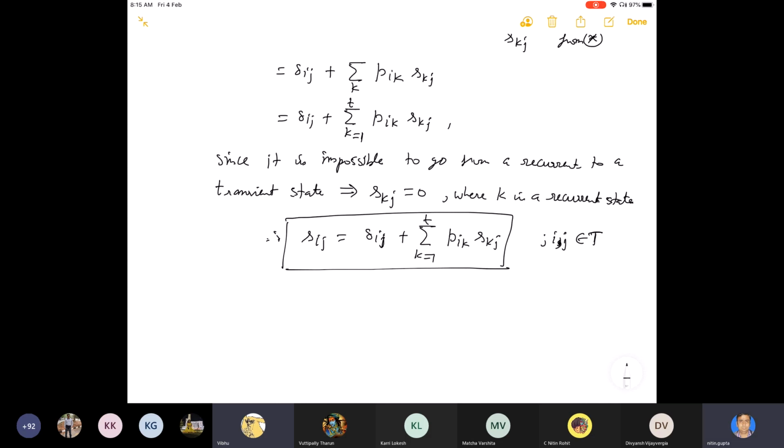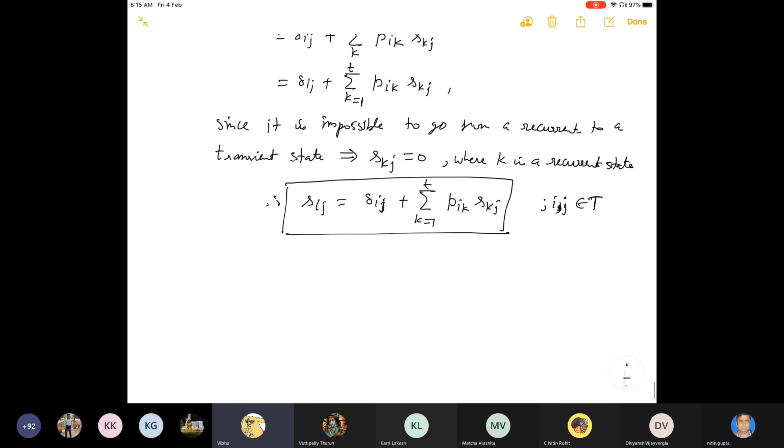So now this is basically the expected time spent in the transient state j, starting from state i. Expected number of time periods that the Markov chain will be in state j. Okay, so can we determine this in the form of matrix notation? So we can write S is equal to S11, S12, S1t, and St1, St2, Stt.